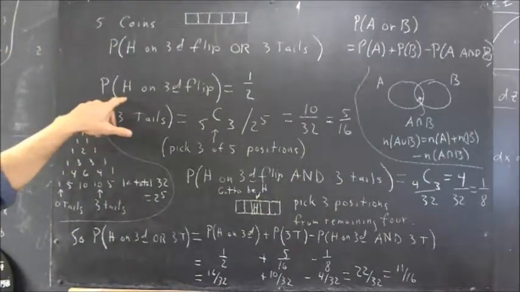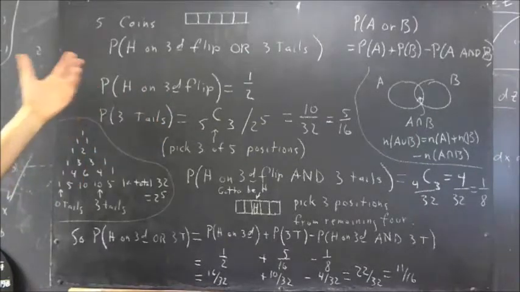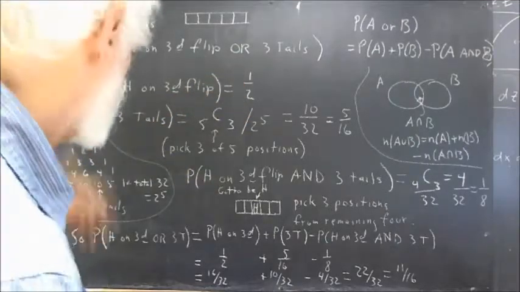It's fairly easy to get the probability of a head on the third flip. It's either going to be a head or a tail. The third flip is going to either be a head or a tail, so the probability of a head is 1/2. Fairly obvious.